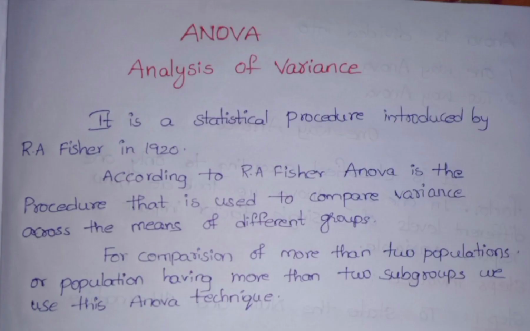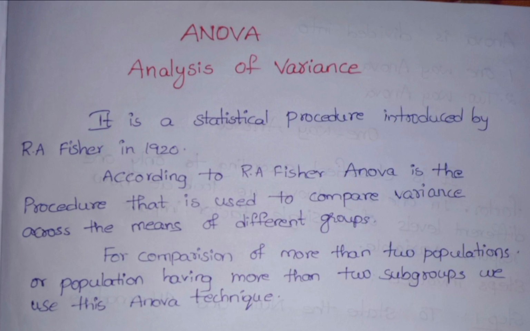Analysis of variance is a statistical procedure introduced by R.A. Fisher in 1920. According to R.A. Fisher, ANOVA is the procedure that is used to compare variance among the means of different groups. Analysis of variance is used for comparison of more than two populations.